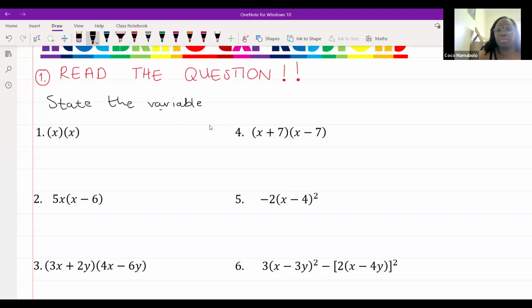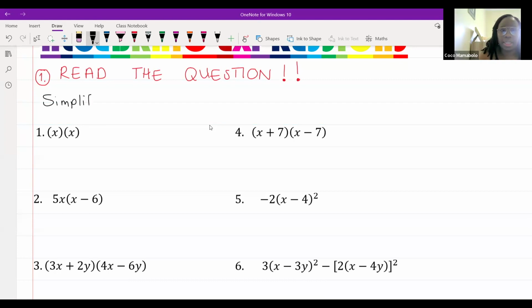State the variable. And all you had to do was say that the variable was x, the variable is x, and you're losing marks just because you didn't read the question. No, we need to read the question first. That is the first step. But I'm kidding, that's not today's question. That's not today's instruction. Today's instruction is simplify.